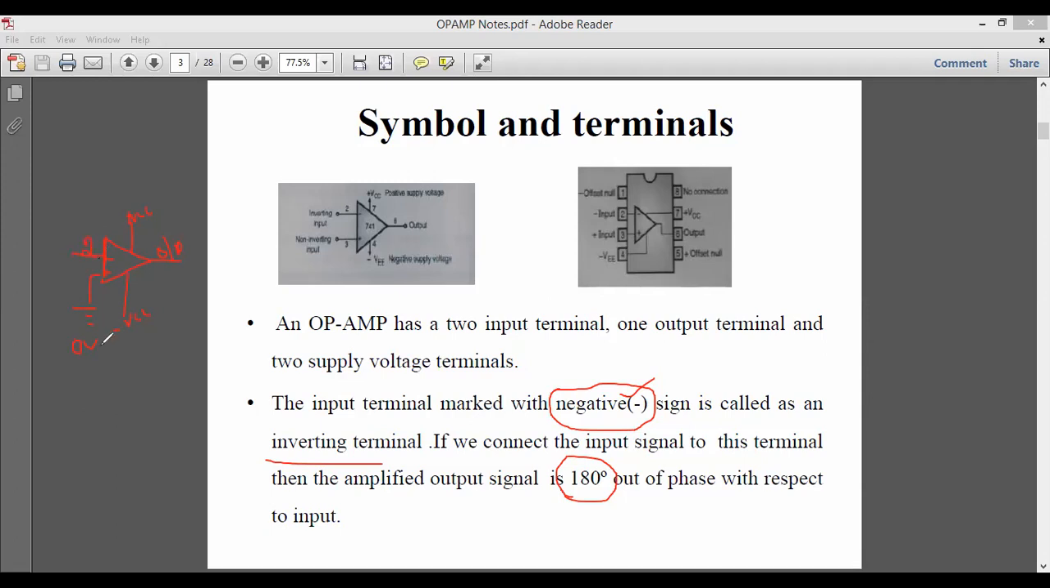Minus represents pin 2. What I mean by 180 degree phase is, if I give the signal to pin number 2 like this, this is a sine wave which has a voltage level of V. Once this signal is applied to the operational amplifier, connected to pin number 2 of that IC, then the output voltage I get when it passes through the op amp is like this.